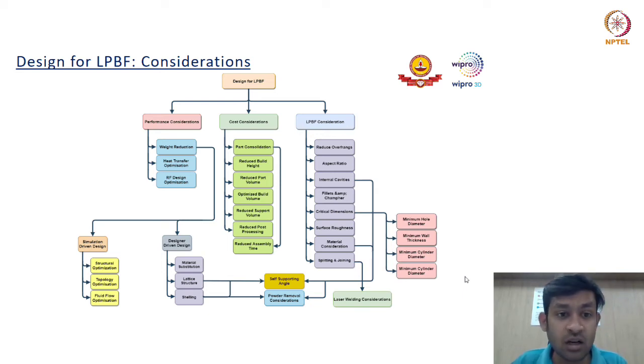So what are the considerations that we are taking for cost? It is the weight reduction: how much weight reduction is required or how much weight reduction is adding value to the process. Heat transfer optimization: your design objective can be a heat transfer optimization objective where you want to optimize the heat transfer through certain geometry or through certain features. Then it can be an RF design optimization, as you see. One thing I would like to mention is that if we are going for weight reduction, it can either be a simulation driven design or it can be a designer driven design.